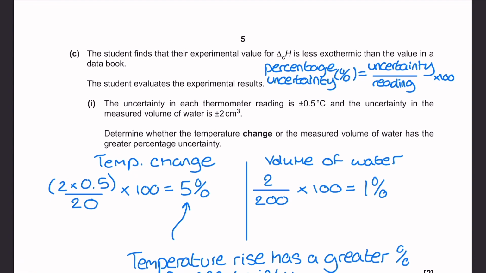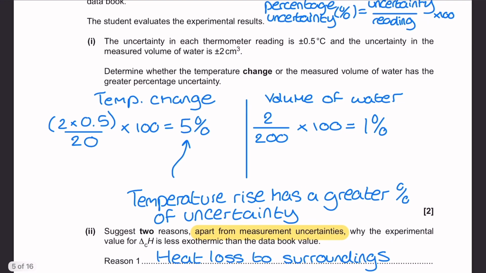Next up to part C, the student finds that the experimental value for the enthalpy of combustion is less exothermic than the value in a data book. The student evaluates the experimental results. And we've got a little bit of uncertainty work here. We're told that the uncertainty in the thermometer reading is plus or minus 0.5 degrees C, and the uncertainty in the measured volume of water is plus or minus 2 centimeters cubed. Determine whether the temperature change or the measured volume of water has the greater percentage uncertainty.